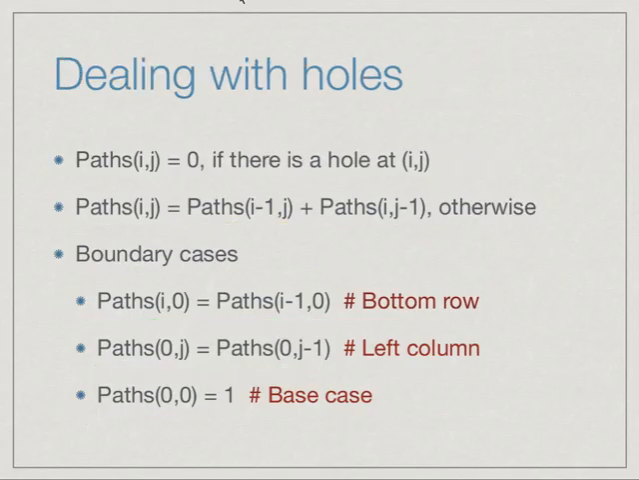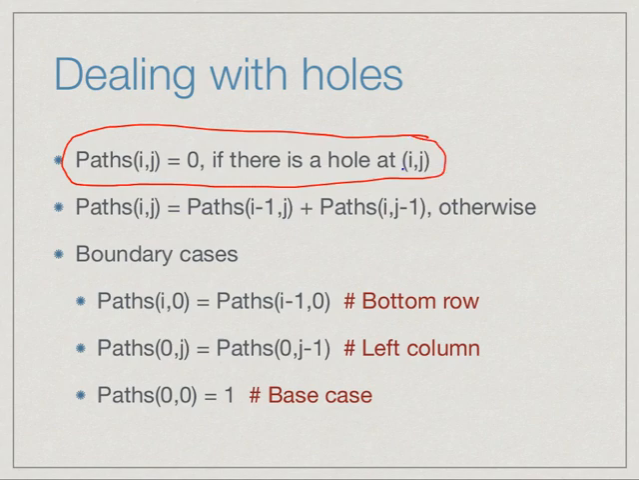So this gives us a direct way to actually compute this even with holes. Because the only difference now is that if there is a hole, we just declare that no paths can reach that place. So we just add an extra clause which says paths i, j is 0 if there is a hole at i, j. Otherwise, we use exactly the same inductive formulation. And now what happens is if I have a hole below me, no paths can come from that direction because by definition, paths of i, j at that point is 0.